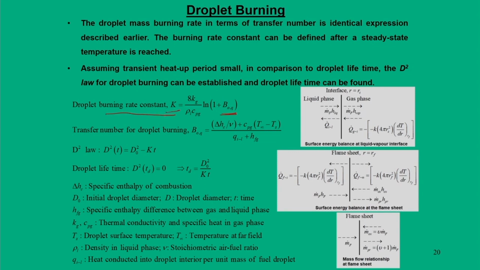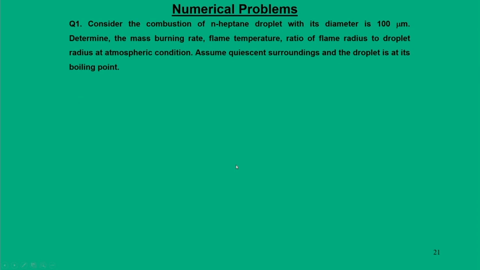Based on this rate constant we can frame the d square law, and with this d square law we can find out the droplet lifetime, d square by K. So, this is all about droplet burning, which talks about the combined role of heat and mass transfer during the burning of the droplet. This concludes the lecture part for this module, and towards the end we are going to discuss one simple numerical problem based on the understanding of droplet burning.